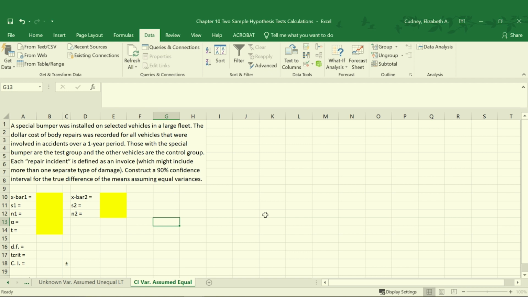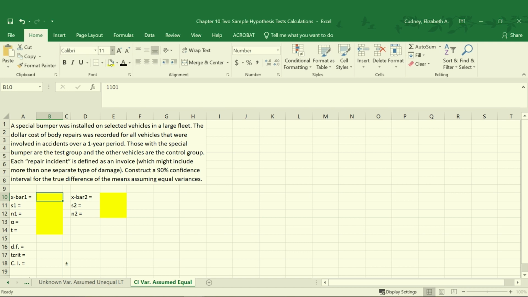We're going to construct a 90% confidence interval for the true difference of the means, assuming equal variances. So we're going to start by looking at some of the information. Let's assume we know the average for the first group is 1,101. The standard deviation is 696. The sample size is 12.